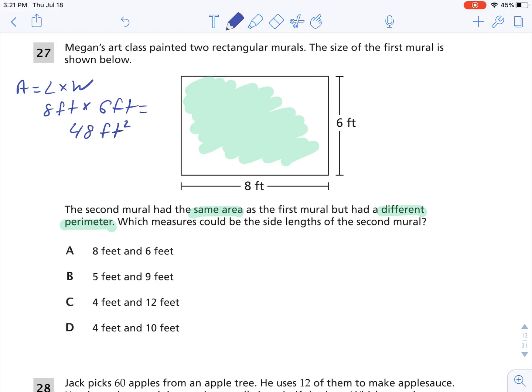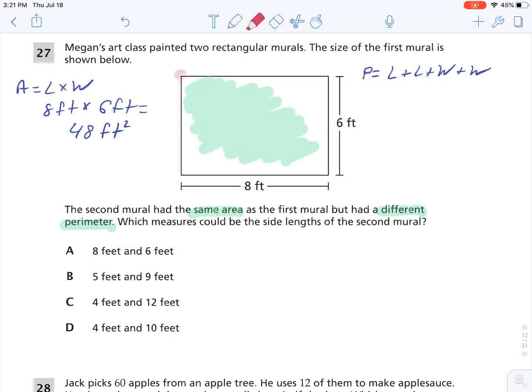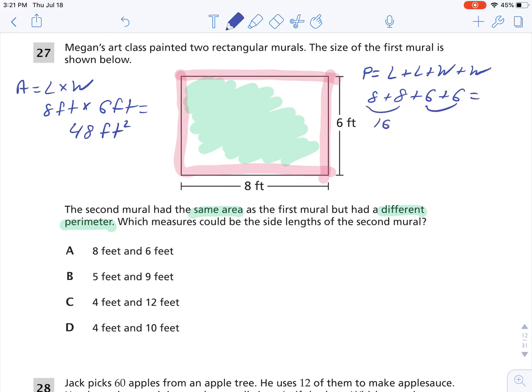Let's look at the perimeter. Perimeter, I'm adding all the sides. That's going to be length plus length plus width plus width. Perimeter doesn't measure the inside, perimeter measures the outside. Okay. And if I add that, I'm going to get 8 feet plus 8 feet plus 6 feet plus 6 feet, which equals 8 plus 8 is 16. 6 plus 6 is 12. 16 plus 12 is equal to 28 feet. So I'm looking for a mural that has a different perimeter than 28 feet.